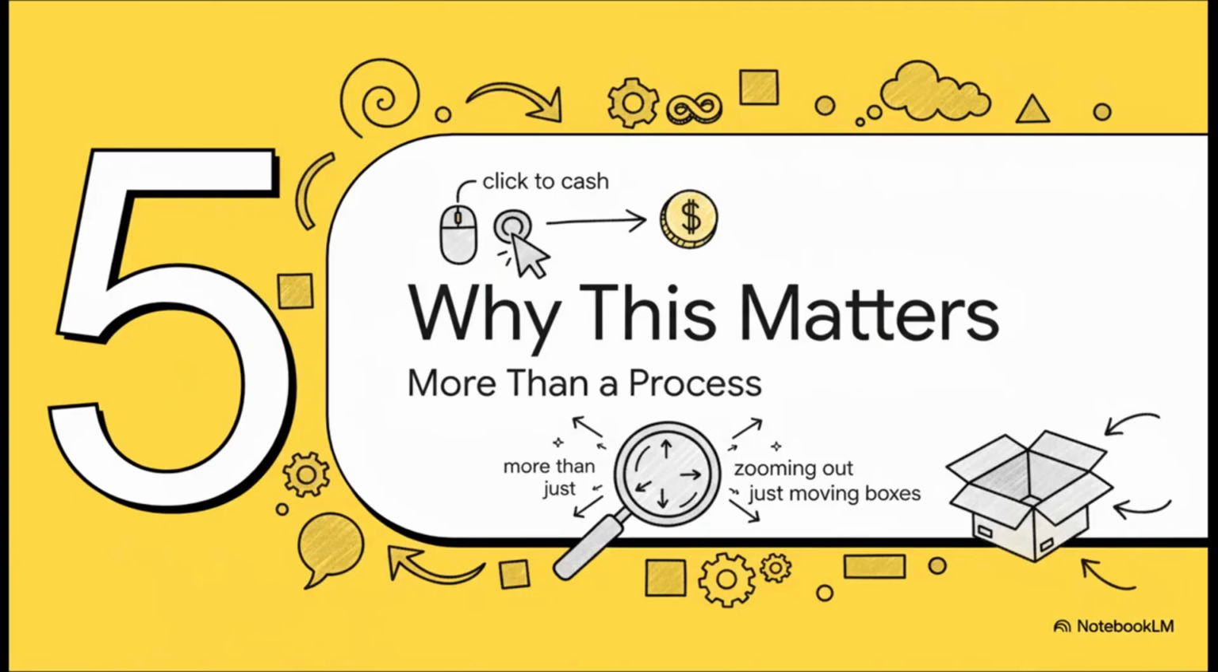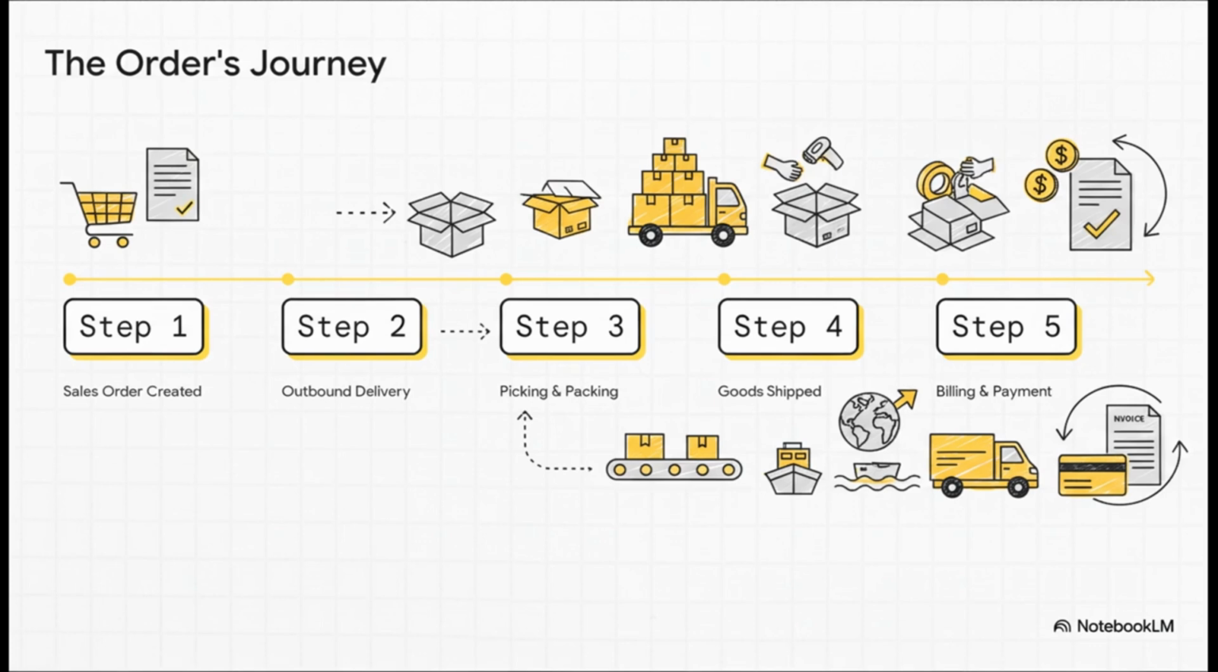So, we followed our order all the way from a click to cash in the bank. But let's zoom out for a minute. Why is getting this journey right so unbelievably important for a business? Because it's about way more than just moving boxes from point A to point B. So let's just quickly retrace our steps one last time. It all starts as a digital promise in the sales order. That promise becomes a physical mission with the outbound delivery, which leads to the real-world action of picking and packing. Once the goods are shipped, the loop closes with billing and finally payment. Every single step is a vital link in the chain that connects a customer's wish to the company's bottom line.